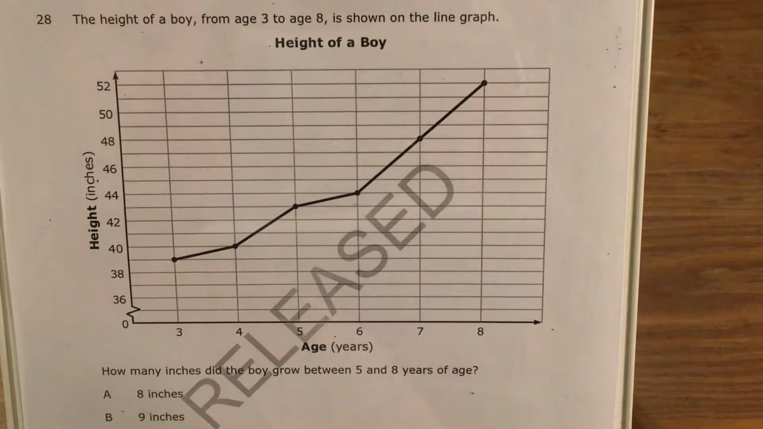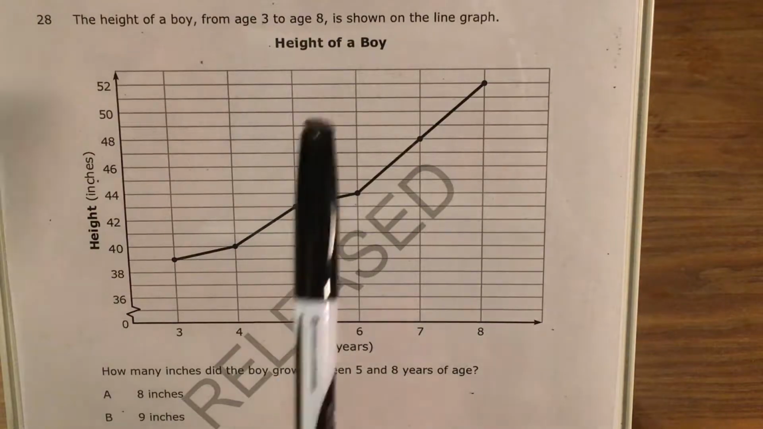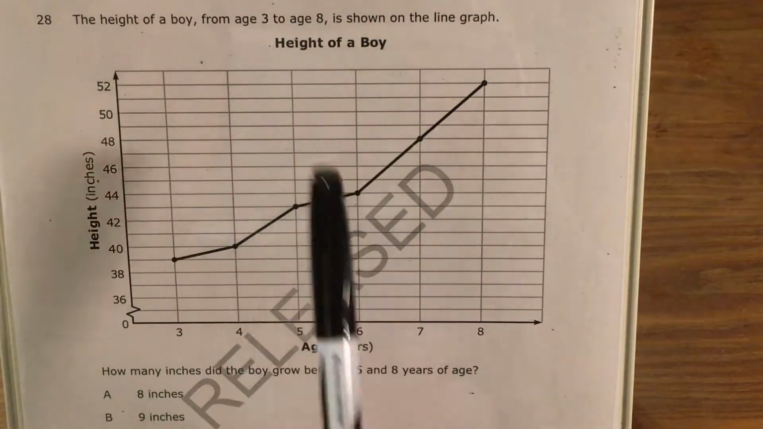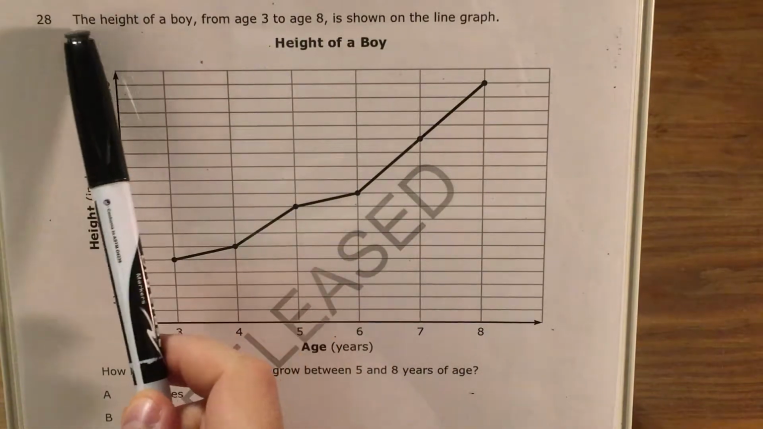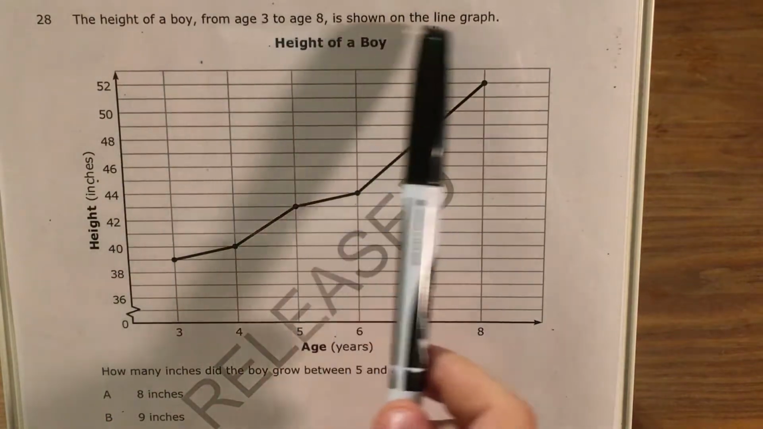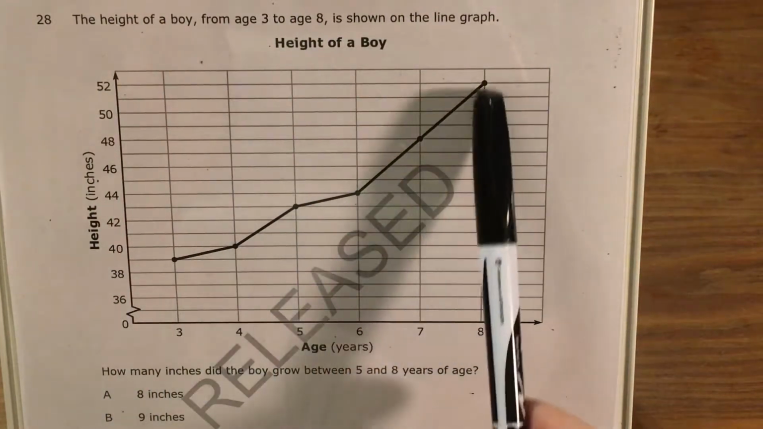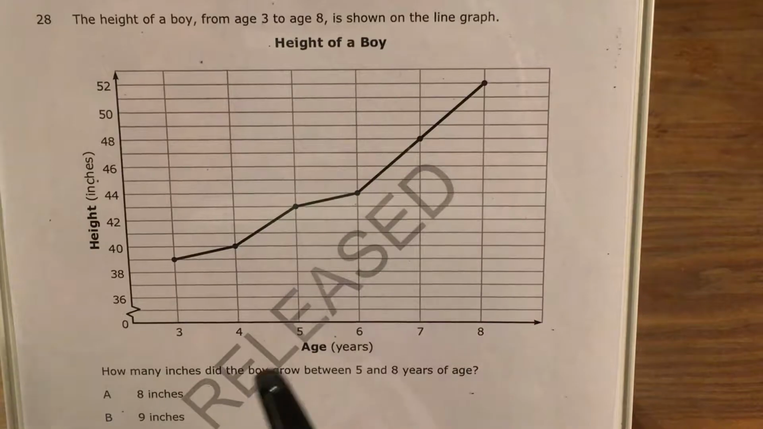This is Mr. W. Today we're going to tackle question 28 in the 5th grade math questions that North Carolina released this past school year. As you can see, I've got some of the answer choices blocked out because the meat of the question is all on the screen already. We see that the height of a boy from age 3 to age 8 is shown on the line graph, and that's, I guess, how much he grew between age 3 and age 8. And we're supposed to figure out how many inches he grew between age 5 and age 8.